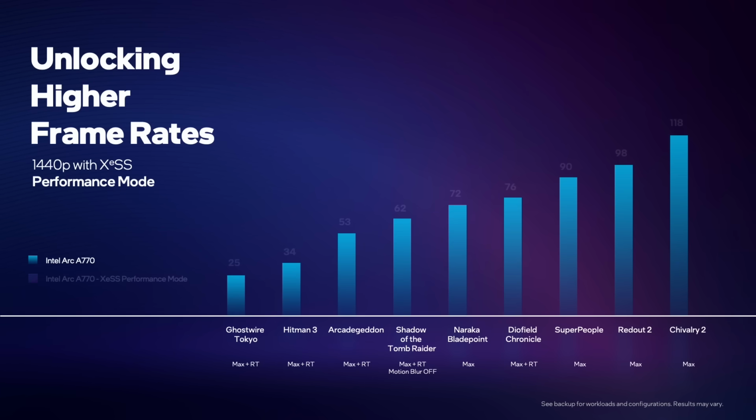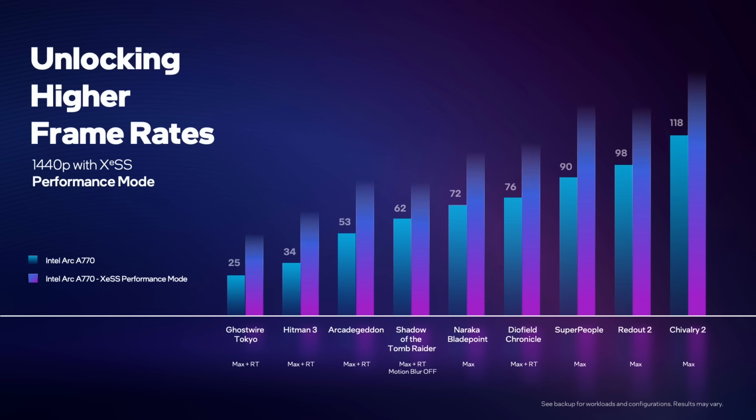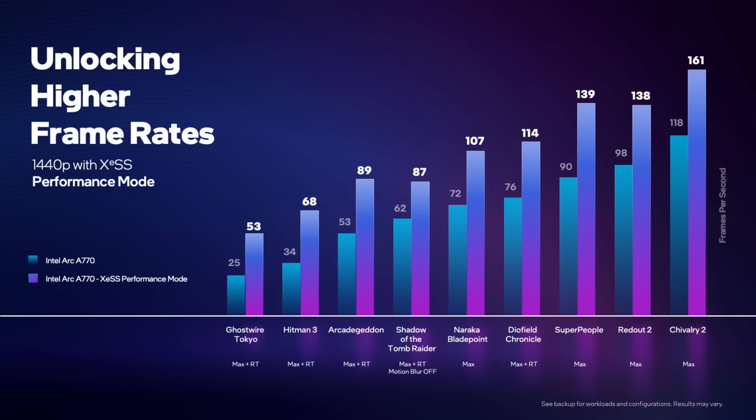All right, so let's talk about more games. It's not just that one, right? Here is a collection of games that are already integrated with XeSS. You can see the native frame rate on, say, Ghostwire is running at 25 frames per second. This is running 1440p with XeSS in performance mode. It goes up to 53 frames a second, right? So you get some really nice boosts. And the amount of boost in terms of frames per second is somewhat similar.